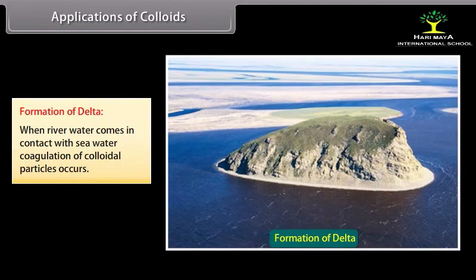Formation of delta. When river water comes in contact with seawater, coagulation of colloidal particles occurs. These coagulated clay particles settle down at the point of contact and gradually the river bed starts rising.